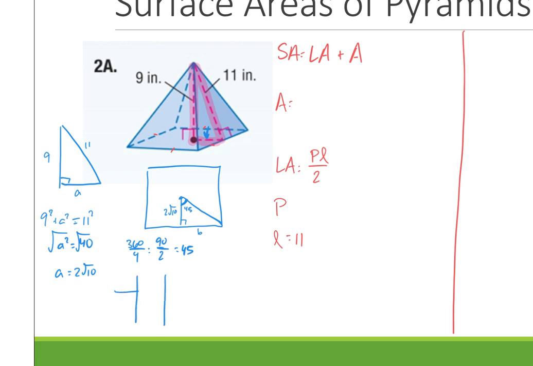So I'm going to use my tic-tac-toe board. 45, 45, 90, n root 2. That means that all of my legs are going to be 2 root 10 because I have a leg side. And my radius, it's not needed, but I'll fill it out just for the fun of it. This is going to be 2 root 10 times root 2, which is going to give me 2 square root 20, which is going to turn into 4 square root 5.